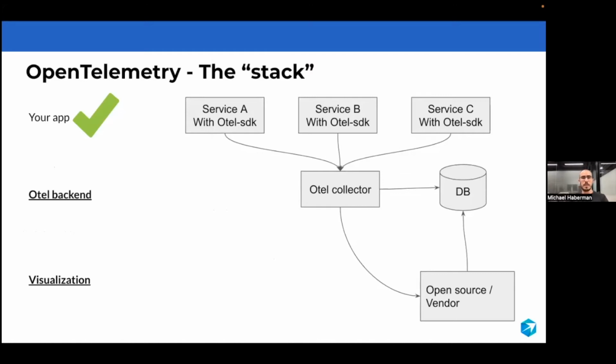So the first layer, that's your services, that's your application. So you have service A, B, and C, and you implement the OpenTelemetry SDK. Cool. Now we have the backend layer.